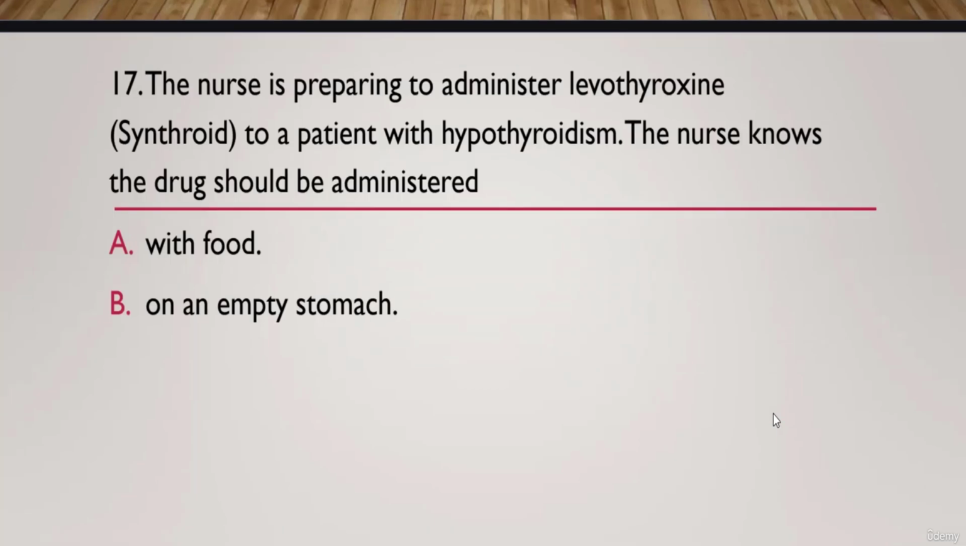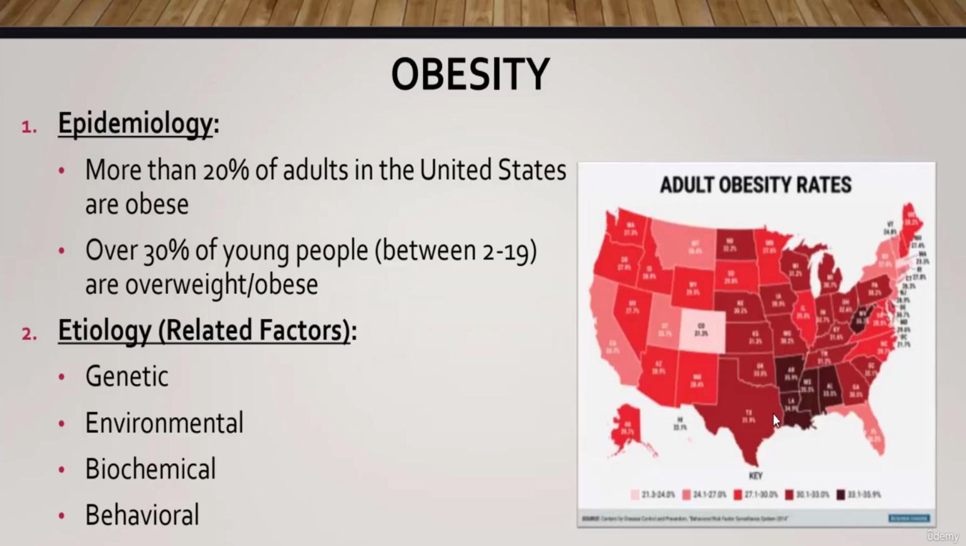The nurse is preparing to administer levothyroxine, Synthroid, to a patient with hypothyroidism. The nurse knows the drug would be administered with, again, here, hypothyroidism means that your thyroid is not working, which can be reversed with a high intake of iodine, for example. So the nurse knows the drug should be administered with food, okay? Because you want some level of iodine in the body.